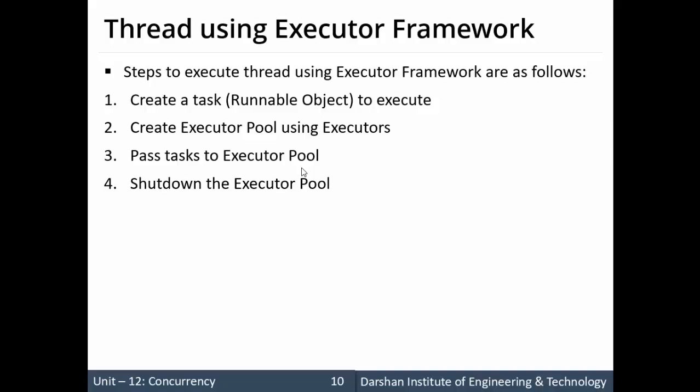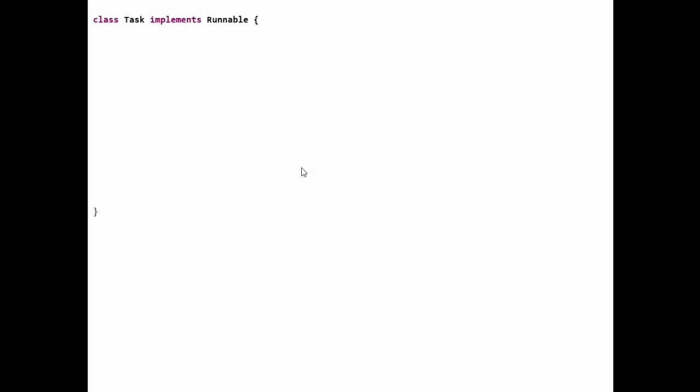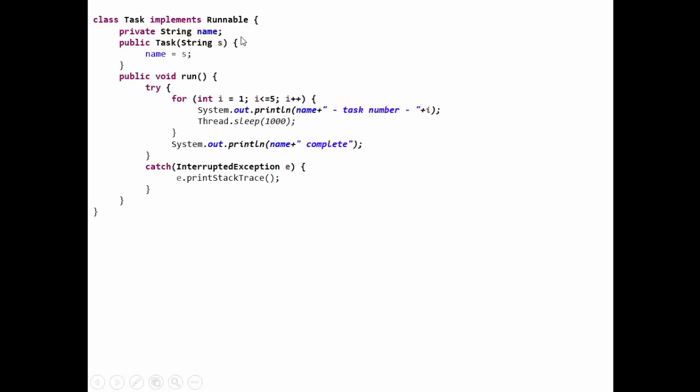Let's see the example. We are creating a task: class Task implements Runnable. Our step 1 was to create a task, and for creating a task we create a class which implements the Runnable interface. As we all know, when we implement an interface, we need to override its method, and that is our run method. So public void run, which is overridden, in which we write our logic for the task.